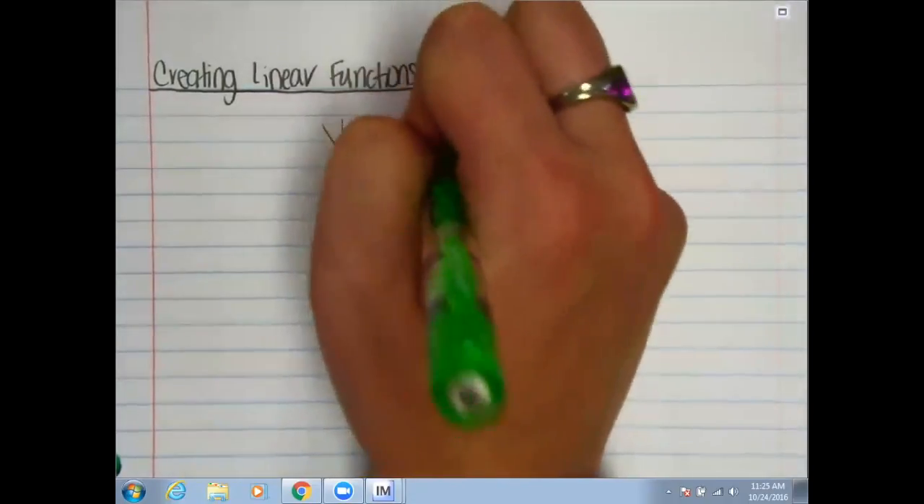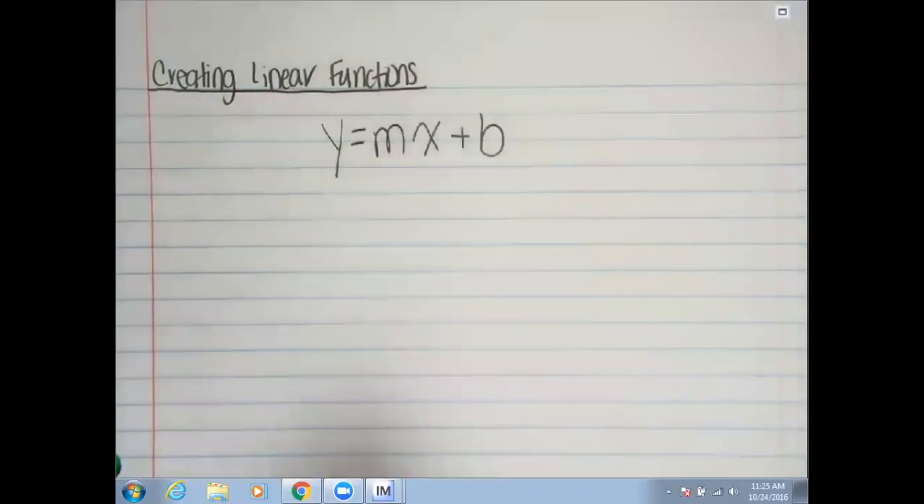Y equals mx plus b. And what form is that called? Standard. It is not called standard. It's in your notes. Slope-intercept form. Okay, so this is slope-intercept form.